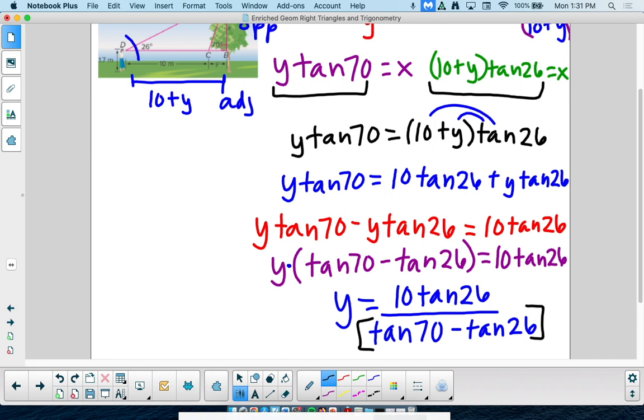You guys get it? Does everyone have a calculator like this? Let's type it in together. Do you have a calculator like this one or from the board? 2.16. You're gonna do 10 tangent 26. Now do you see how there's an open parentheses in your calculator? You gotta close it right now. Divided by, now this whole thing in the bottom has to be in parentheses, so parentheses, tangent 70, gotta close that parentheses of your 70, minus tangent 26, close the parentheses, and then another one.